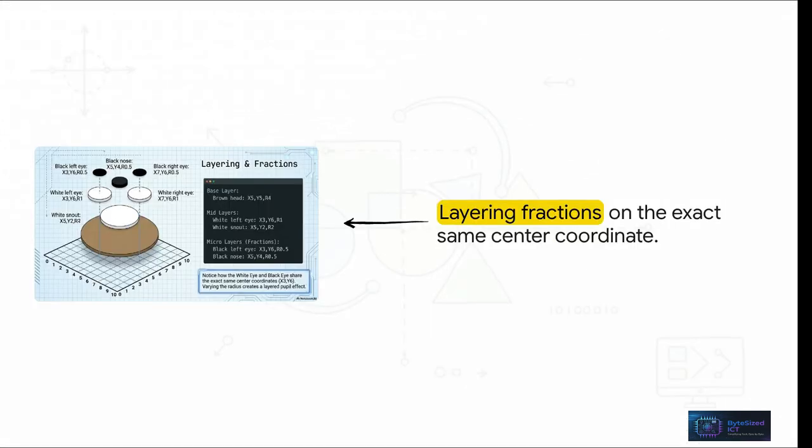And here is where the true magic of mathematical layering really shines. Think about the bear's eye. The white part of the eye and the black pupil inside it, they actually share the exact same center coordinate, let's say x3, y6. By keeping that center completely static, but giving the white eye a radius of 1.5 and the pupil a radius of 0.5, the computer naturally generates this perfect, nested, layered effect. It's an unbelievably efficient way to build visual complexity.